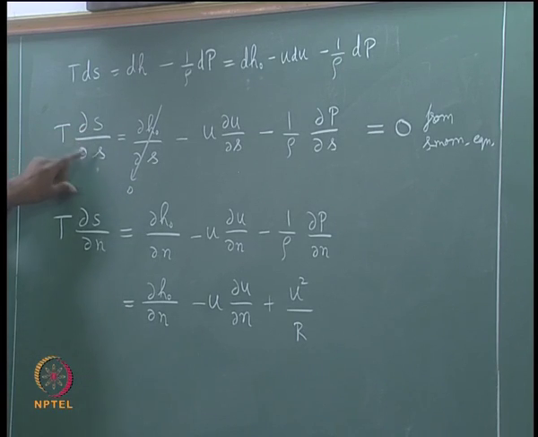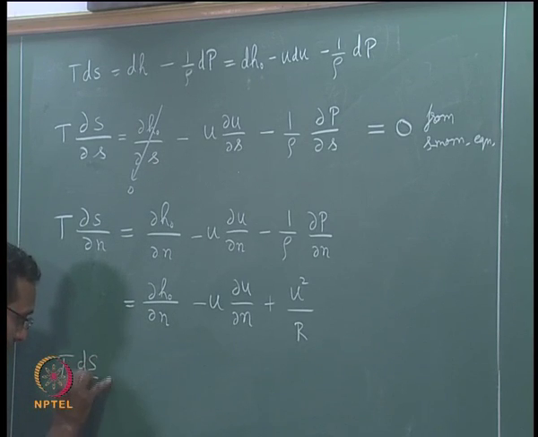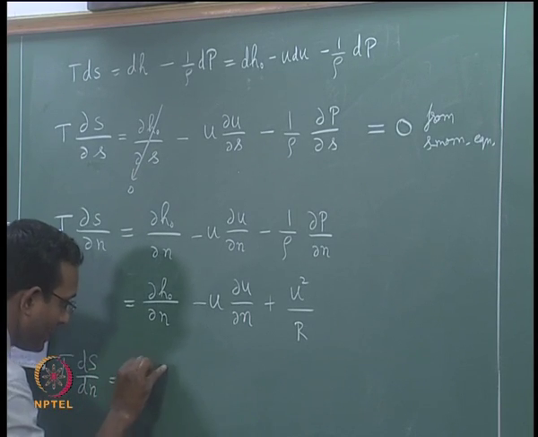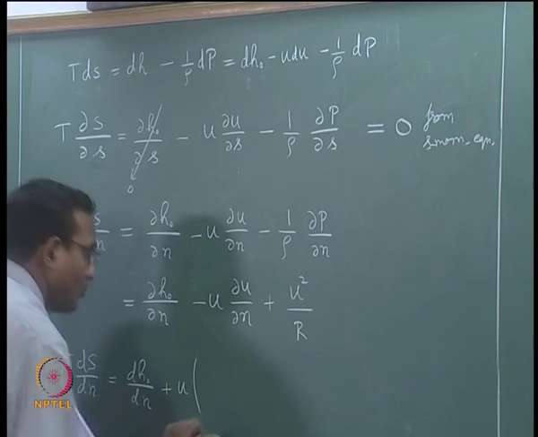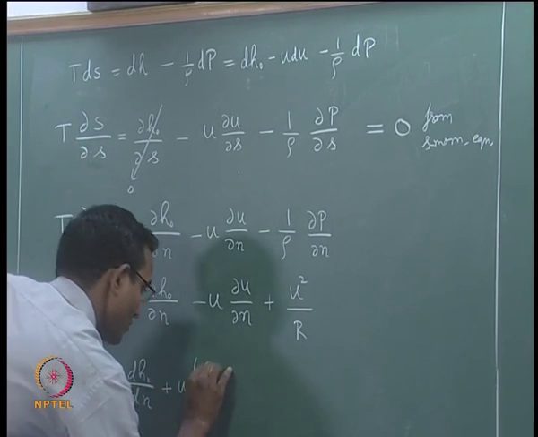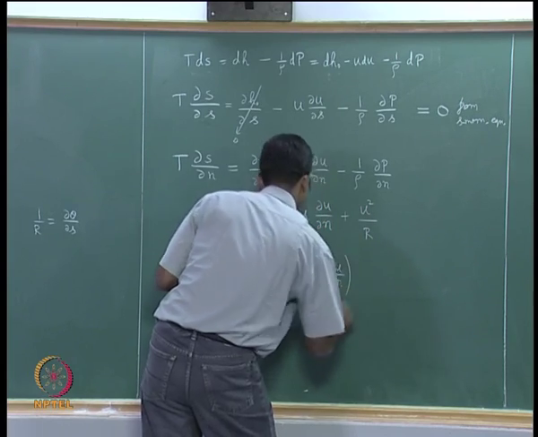Now since dou s by dou s is 0 and entropy can vary only along the streamwise or stream normal direction, and we say it does not vary along the streamwise direction, I can rewrite this partial derivative as a total derivative now. Same thing can be done for h naught also. If I do that, T ds by dn is equal to dh naught by dn plus u into u by r minus dou u by dou n.